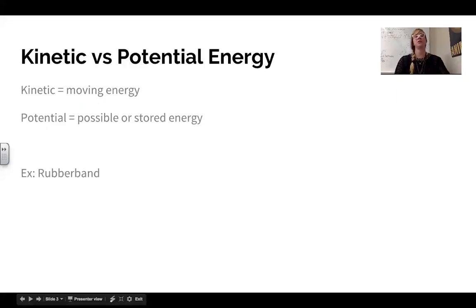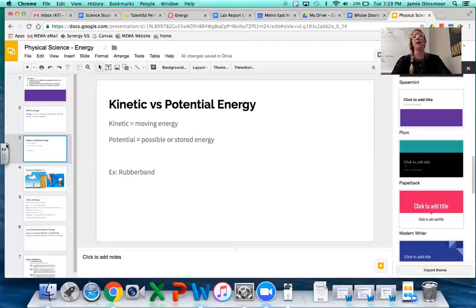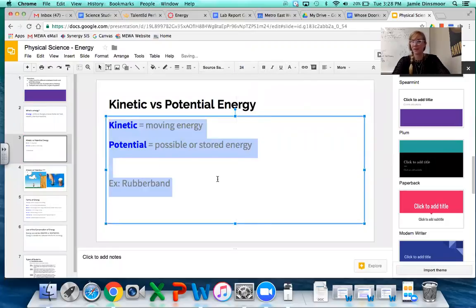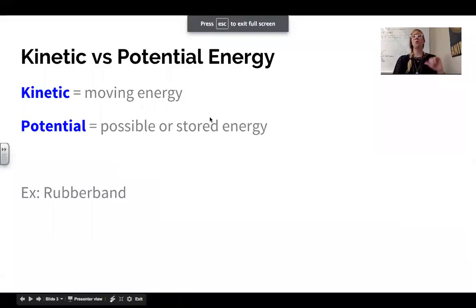So kinetic versus potential. Oh yeah, I was going to make this colorful and I forgot, so I'll do it right now while I'm talking about it. So kinetic energy is also known as moving energy, right? That's energy that's in motion, that's happening, that's moving. Potential energy is possible energy, also known as stored energy. So what does that mean, right? Well, we're going to talk about a rubber band. Remember to pause at any time in order to take notes.